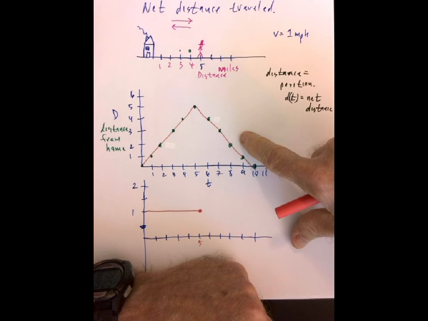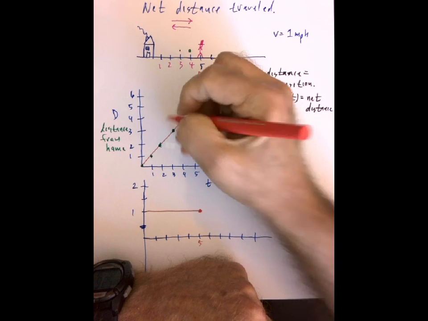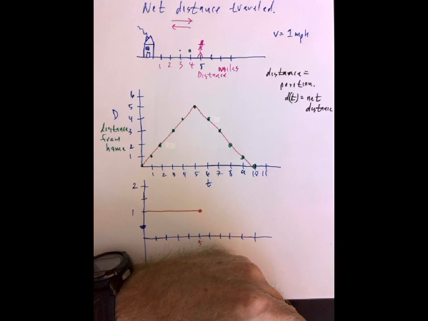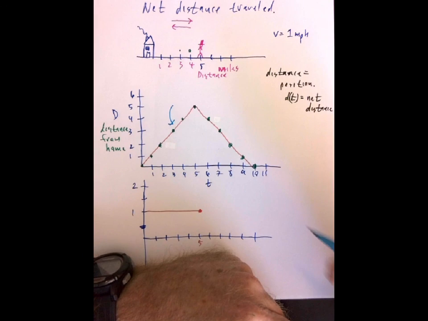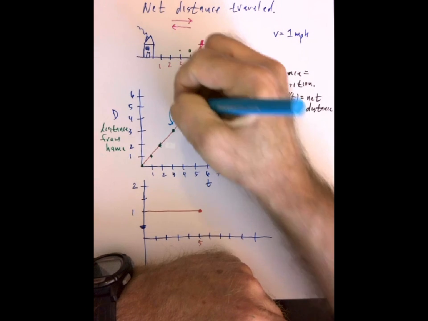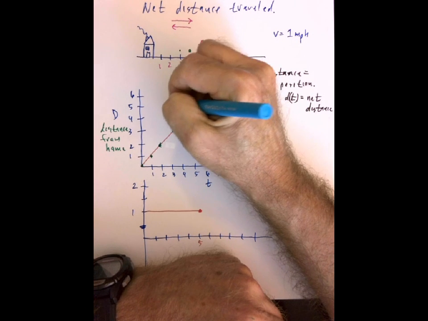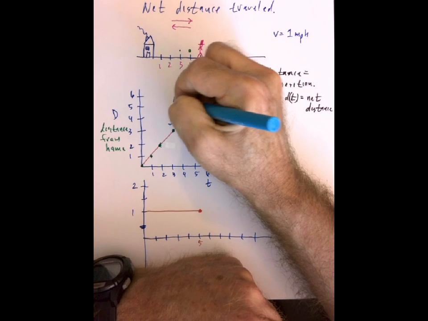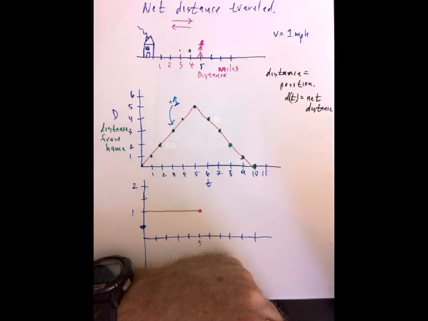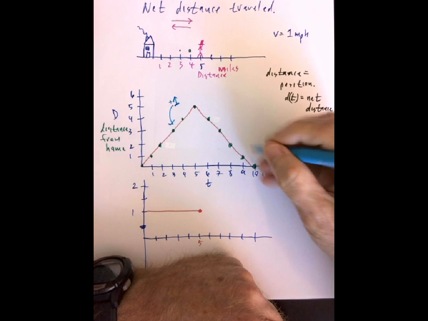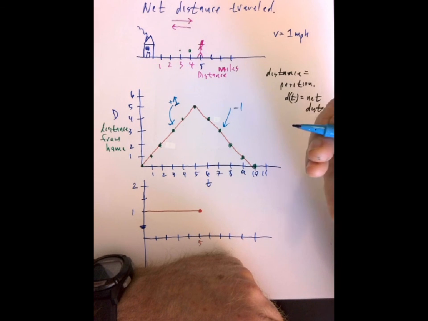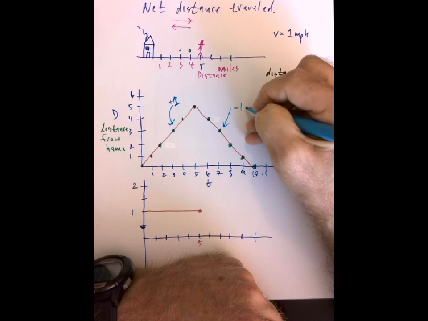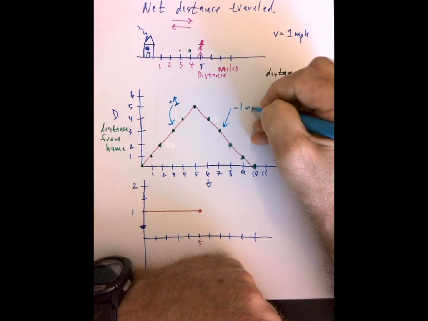Also, if you look at our distance graph here, the slope of that line is 1 for 1 mile per hour, right? Plus 1 mile per hour. Over here, when the distance is decreasing, you can see the slope is negative because the distance is decreasing, right? D is decreasing, so the rate of change is negative. So we're going to think of that as negative 1 mile per hour.